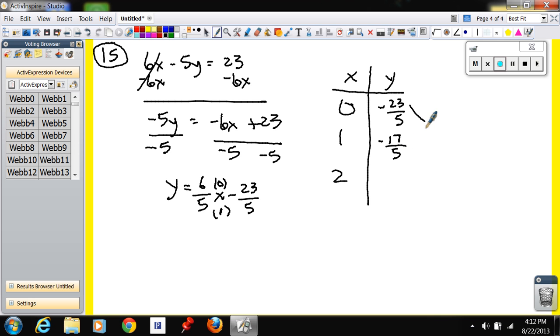You notice here, you went up 6/5. So we want to go up 6/5 more. That means you got to subtract those two. You're going to get negative 11/5. 2. So if you plug in a 2 right there, you end up at 12/5, and when you subtract, 23 minus 12, you get 11.